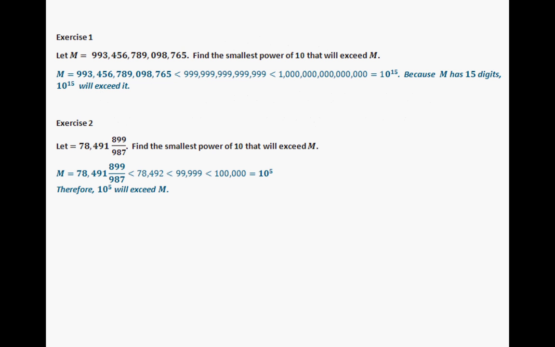Okay, so this is what you should have come up with for the answers to exercise 1 and 2. Again, if you have any questions about the explanations or the answers, make sure you write it down, highlight it, and bring it to class.